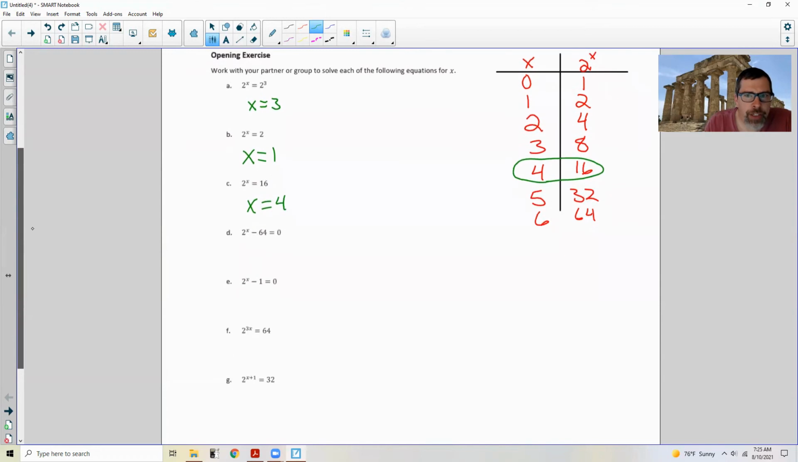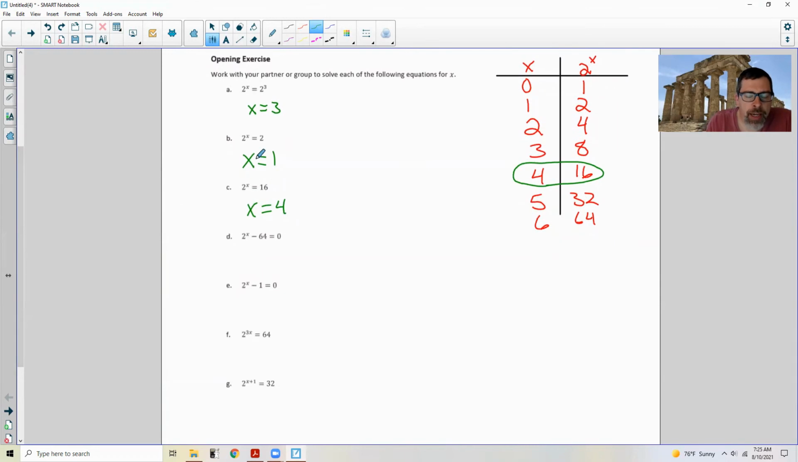Now we have an equation that's not just 2 to the x isolated. We are now subtracting 64. So now we have to use, and I've done this before, but I'll do it again. Okay, GEMDAS is the order of operations for expressions. SADMAG is what we do for equations because we have to do it in reverse order.